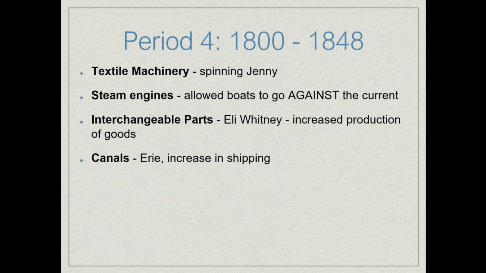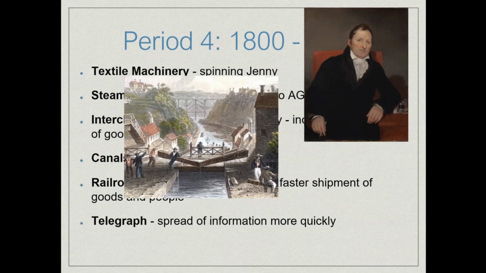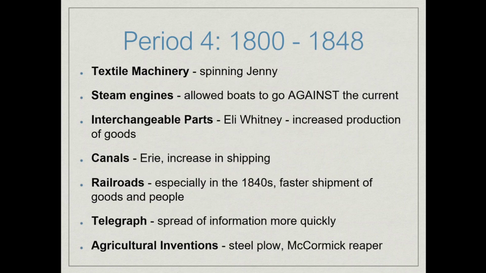We have canals, turnpikes, steamships, steamboats, clipper ships, railroads, especially in the 1840s, which is going to lead to faster shipment of goods and people. The telegraph, Morse code, will spread information more quickly. We have new agricultural inventions during this time. The steel plow, McCormick's reaper. What's going to happen during this time is really America is going to have a continental economy.